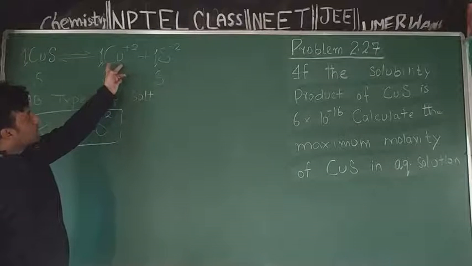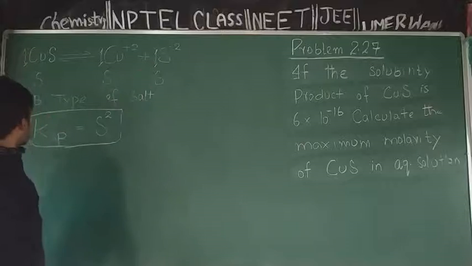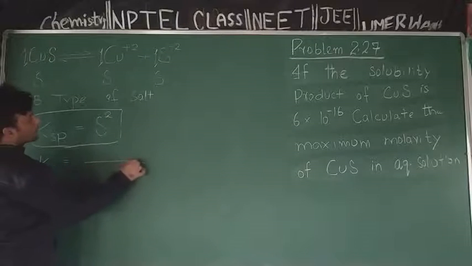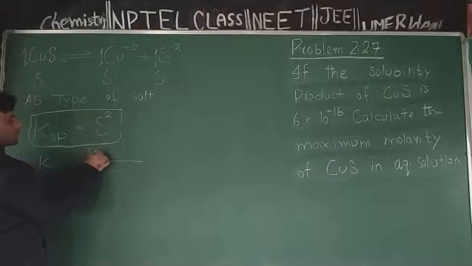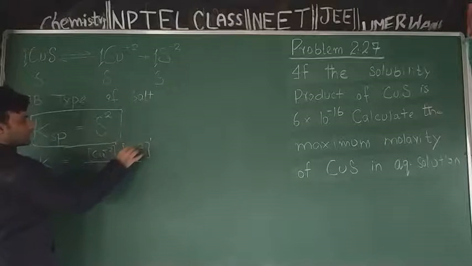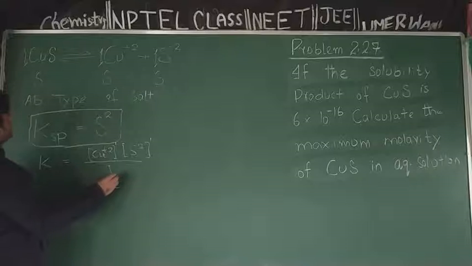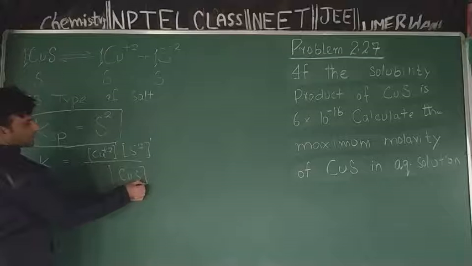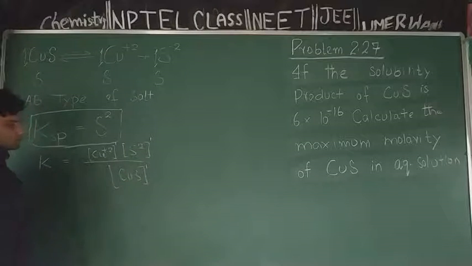product of ionic concentrations of copper ion and sulfide ion. Let me show you how it comes. K, the equilibrium constant, is equal to the concentration of copper ion at equilibrium times the concentration of sulfide ion at equilibrium, raised to powers which are their stoichiometric coefficients, that is 1:1, divided by the concentration of copper sulfide at equilibrium, raised to its stoichiometric coefficient, which is 1.